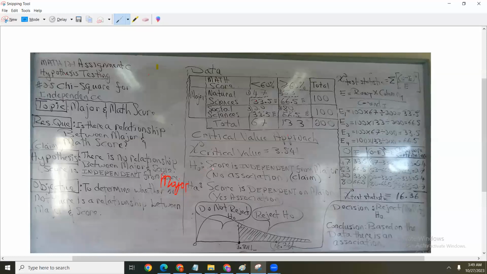So for this example, the two variables are major and math score. So here it is that the null is saying that score is independent from major. That's one way of saying no association, and that happens to be the claim. And the alternative is saying that score is dependent on major. Yes, there's an association. So you can look at the null and the alternative as two persons debating. They are looking at two variables, major and math score. The null person is saying, well, okay, there is no association. I don't think that there is any association between the two. And the alternative is saying, are you sure? Are you certain? I think that there is an association between the two. So these are like two persons debating.